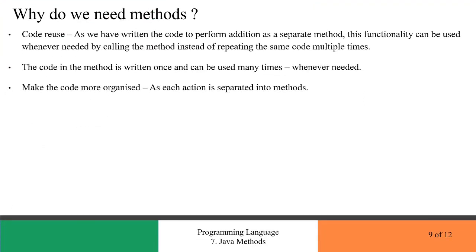So, why do we need methods in Java? If you observe, we have written a certain code inside the method and given a name to it. Thus, if we need to use the code at different places in our program, instead of just repeating the code, we can make use of the code which is already present in the method by using its name. Thus, the code in the method is written once and can be used many times whenever we need it. Also, using methods makes the code look more organized as each action is separated and written into methods. Thus, methods help improve code reusability.